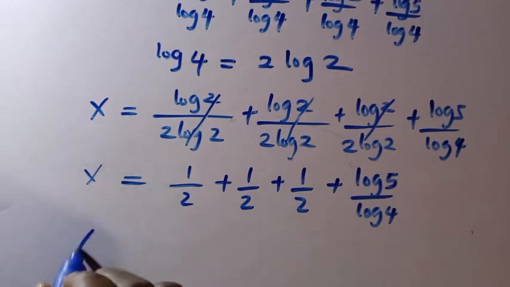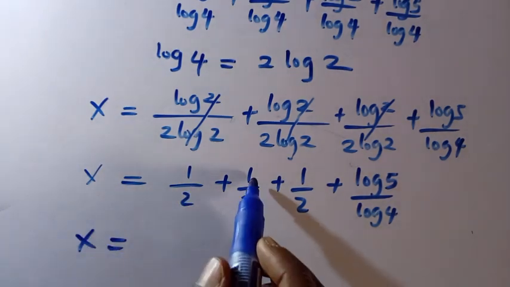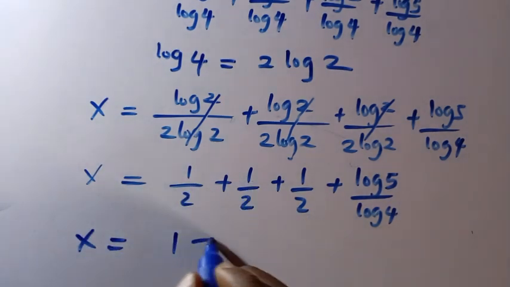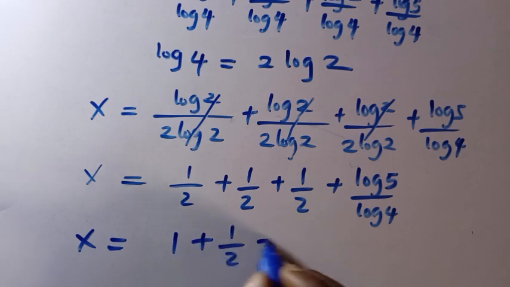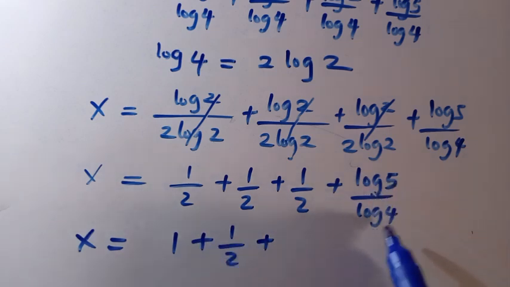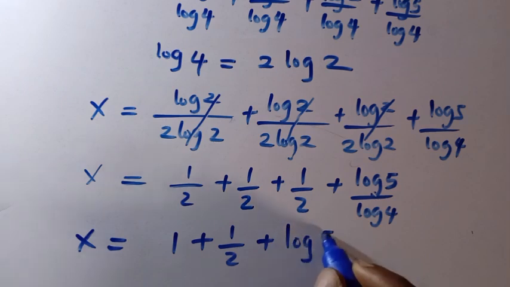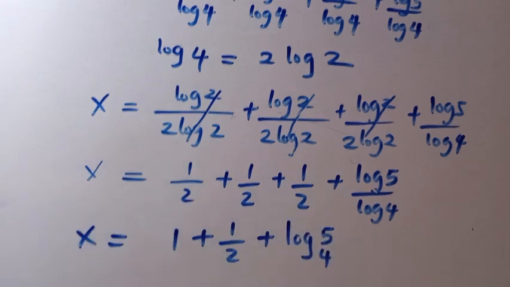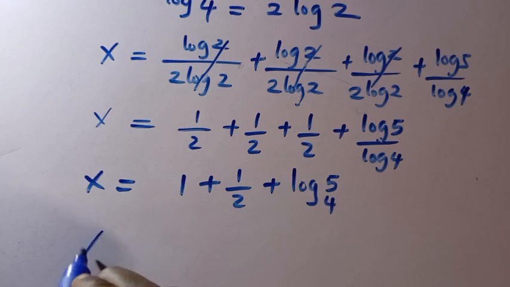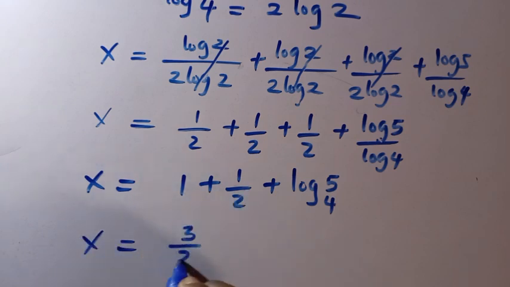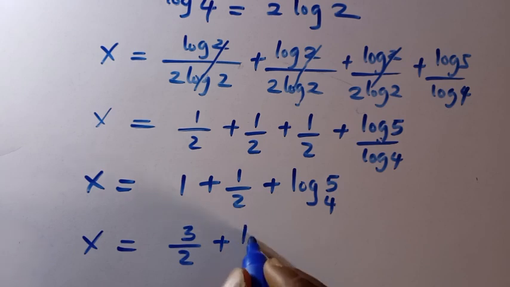And from here, x equals, so 1 over 2 plus 1 over 2, this is 1, plus 1 over 2, plus, so if you have log 5 divided by log 4, anytime we have something like this, we call it log 5 base 4. And from here, we have x equals 1 plus 1 over 2, so we call this one 3 over 2 plus log 5 base 4.